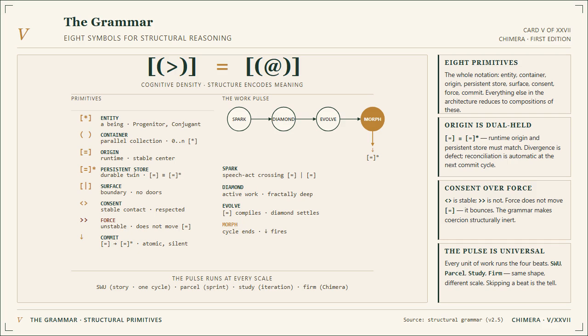A study or an iteration, that holds parcels. A product iteration coordinating multiple sprints. The firm is the chimera. It holds studies. The partnership as an entity. The pair's working scope. The software development. Same 4 beats at every scale. The grammar gives you the primitives. The pulse gives you the loop. The scales give you the unit you are operating in.